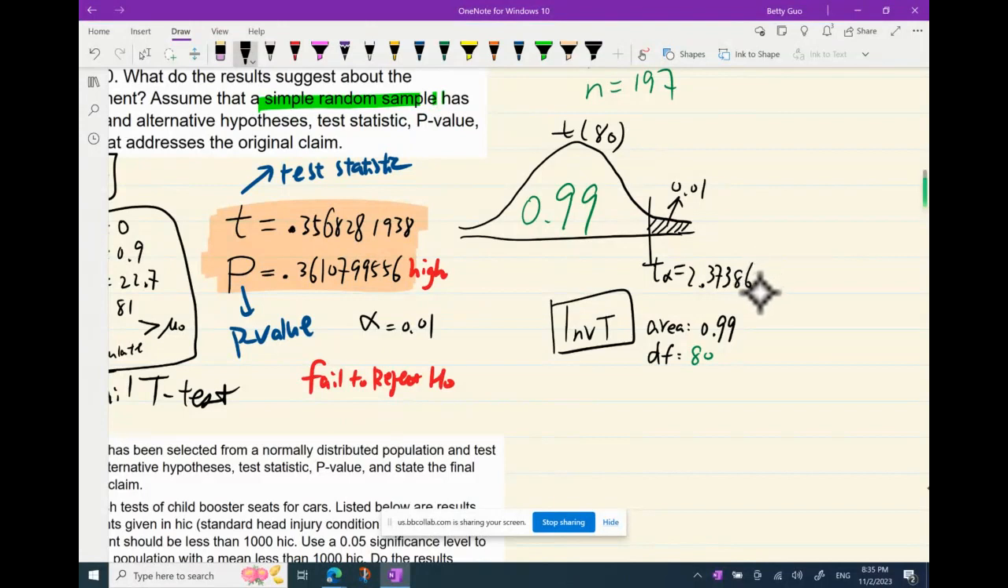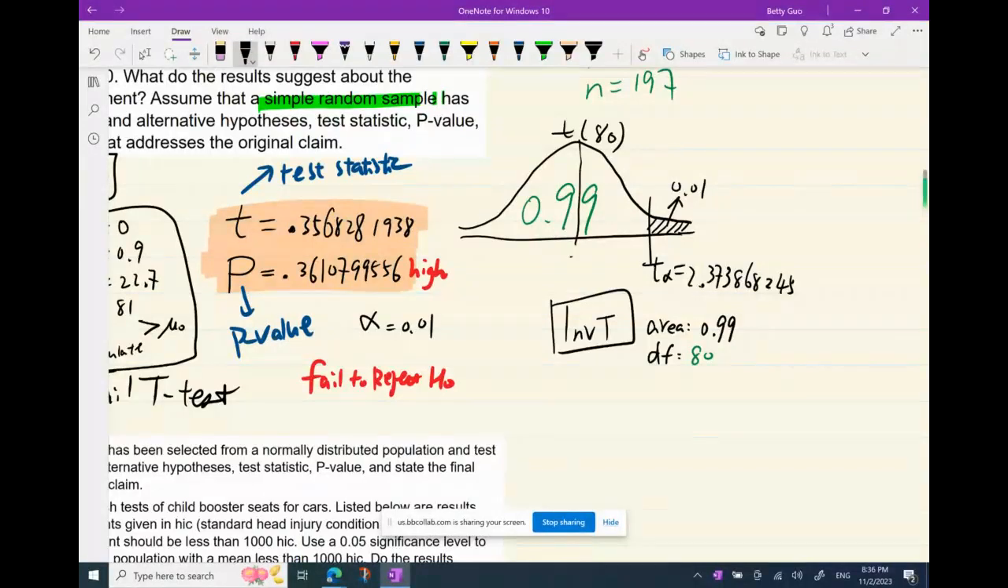Suppose you have to go through the critical region method, you do have to draw the graph and find the critical value. Of course, the critical value method uses the critical value. You have to compare your test statistic with the critical value. So your test statistic is 0.35, and the critical value is inverse t of 0.99.